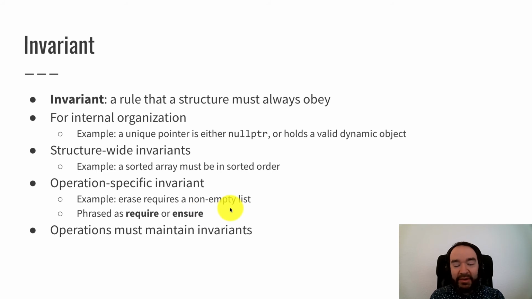Every operation has to maintain all these invariants. So when we implement one of these operations, meaning write code for it, we have to be very careful that our code does not break any of these rules.